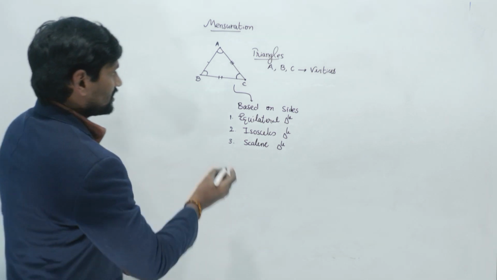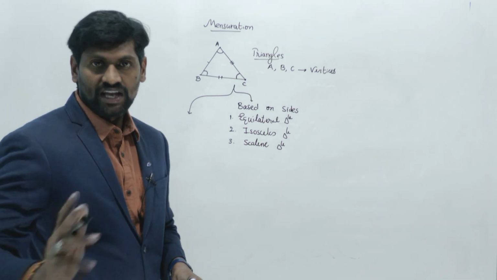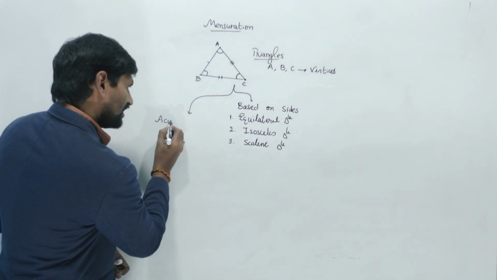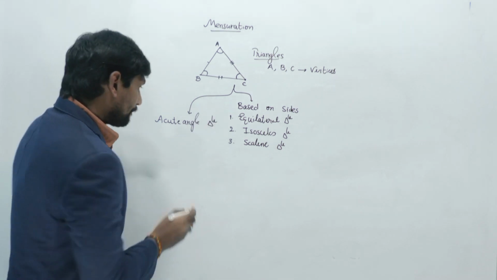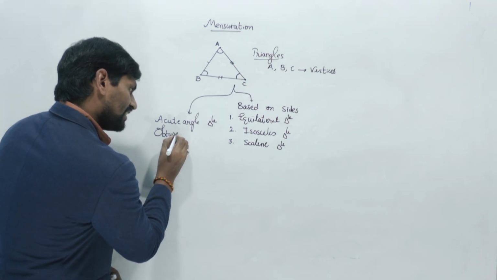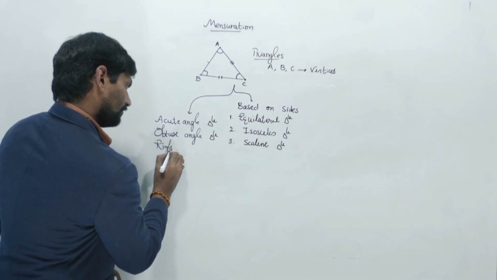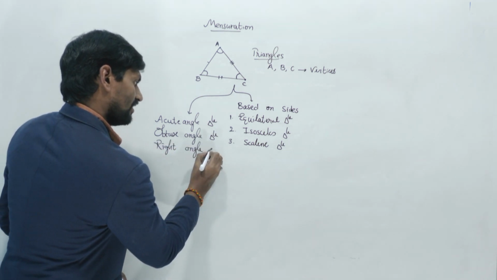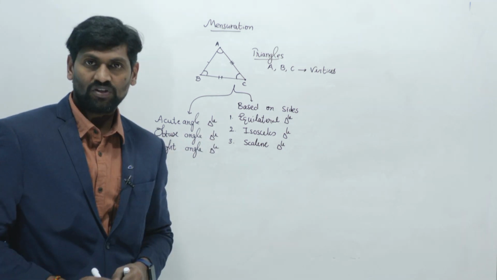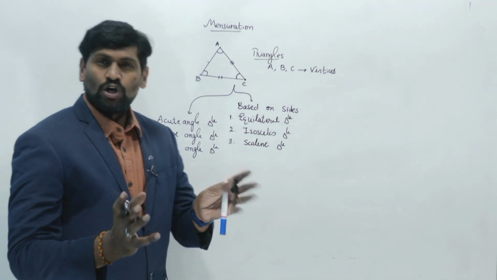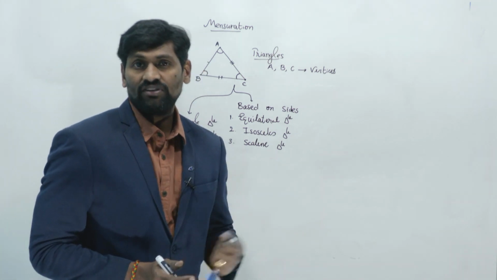Now let us write the triangles based on angles. First, acute angle triangle, obtuse angle triangle, and the third one is right angle triangle. We can also take some combinations: a right angle isosceles triangle, and an obtuse angle isosceles triangle.